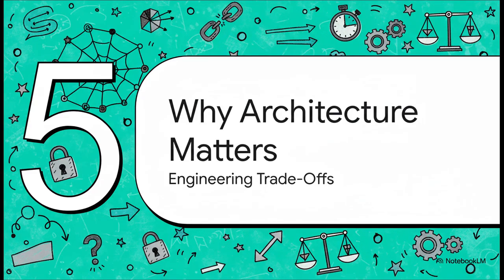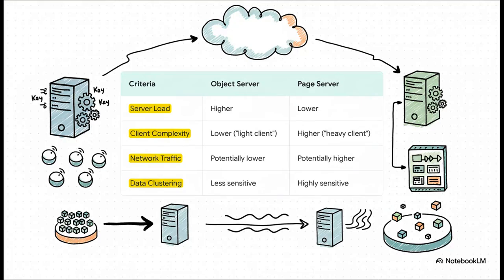So after looking at all these challenges, it becomes pretty clear that there's no single perfect solution. There's no magic bullet. Choosing an architecture isn't about finding the best one. It's all about understanding and navigating a series of really critical engineering trade-offs. This table really lays out those core trade-offs. You see, object servers give you those light clients but put a heavy load on the server. Page servers do the exact opposite. And network traffic? It's a toss-up.